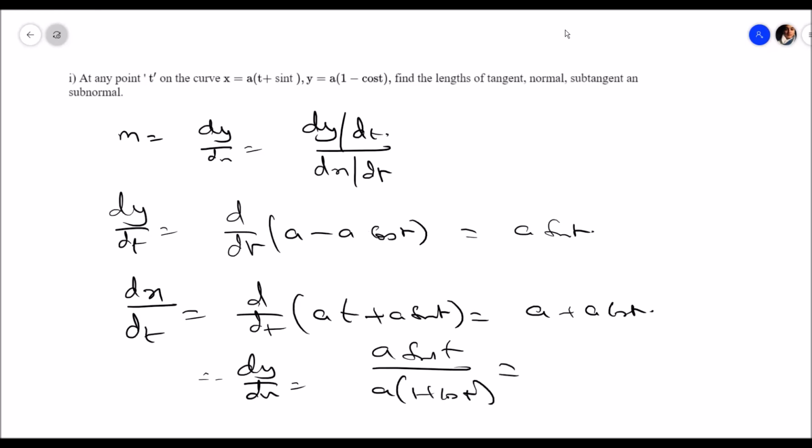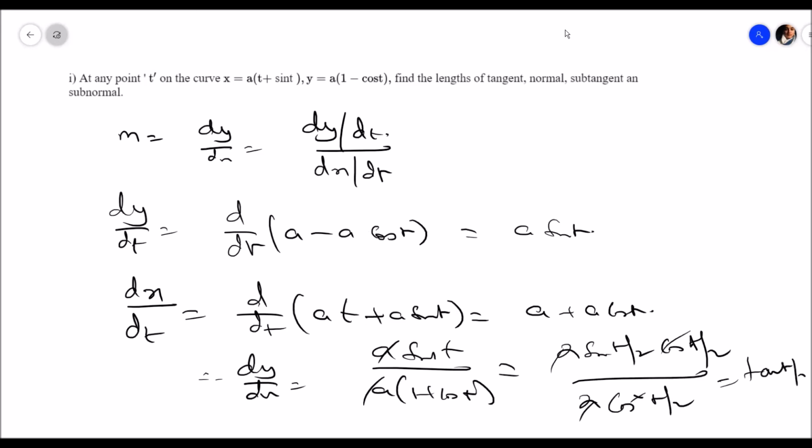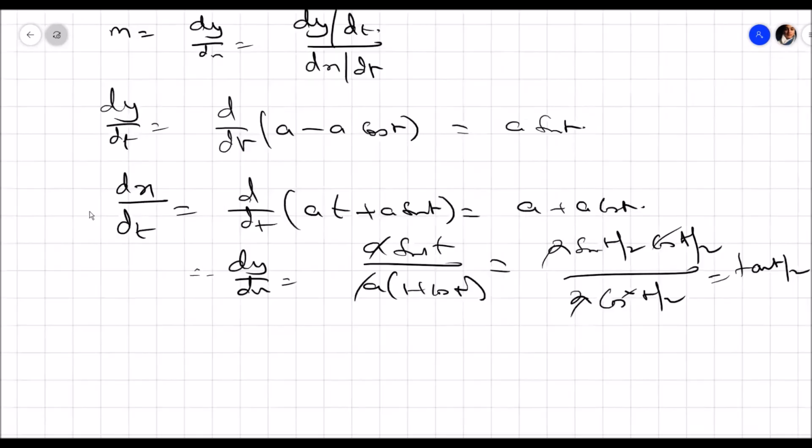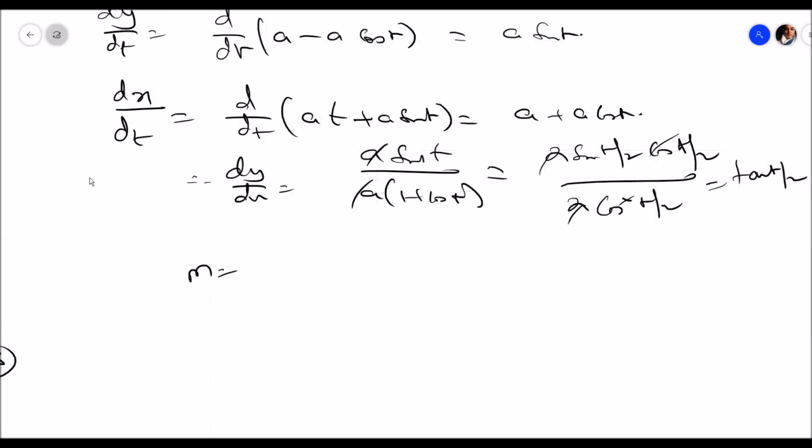I'll just simplify this further before I proceed. Sin t can be written as 2 sin t by 2 cos t by 2, and 1 plus cos t can be written as 2 cos square t by 2. So 2 gets cancelled, one of the cos gets cancelled. So that's tan t by 2. Okay. So we ended up getting the slope as tan t by 2.